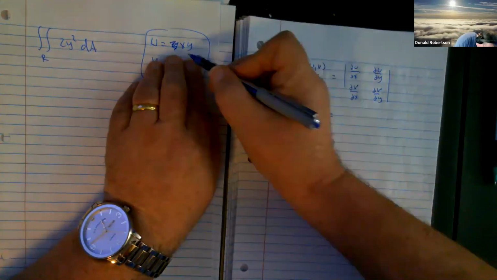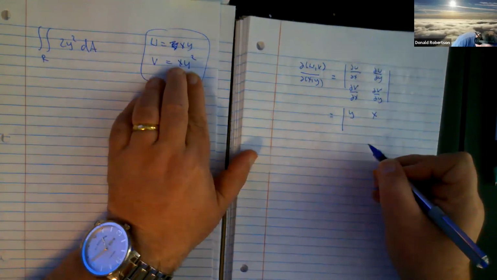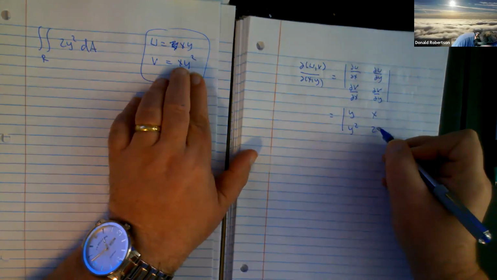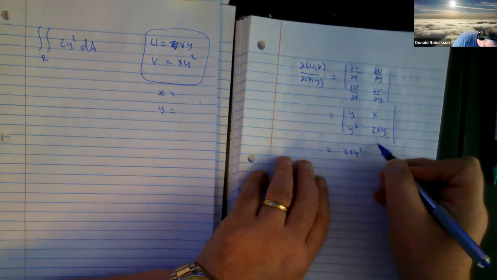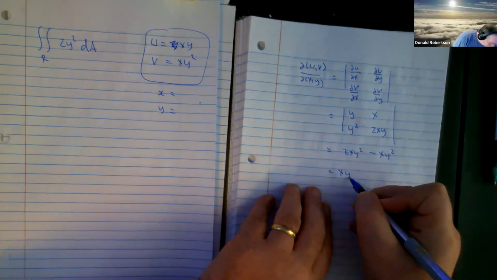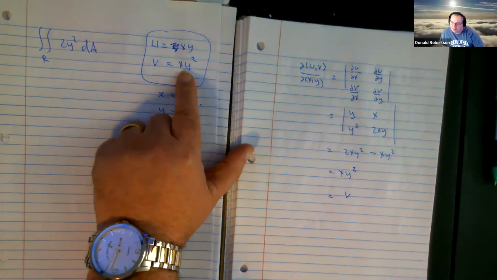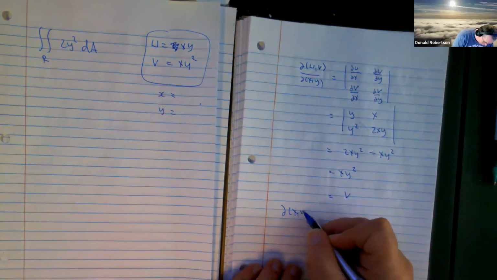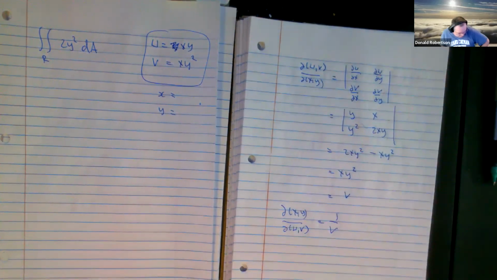If you differentiate u with respect to x, you get y. With respect to y, you get x. If you do v with x, you get y squared, and with y, you get 2xy. The major diagonal is 2xy squared and the minor diagonal is xy squared. So you end up with xy squared, which luckily happens to be v. And so the Jacobian that we want is just the reciprocal of that. That came out quite good.